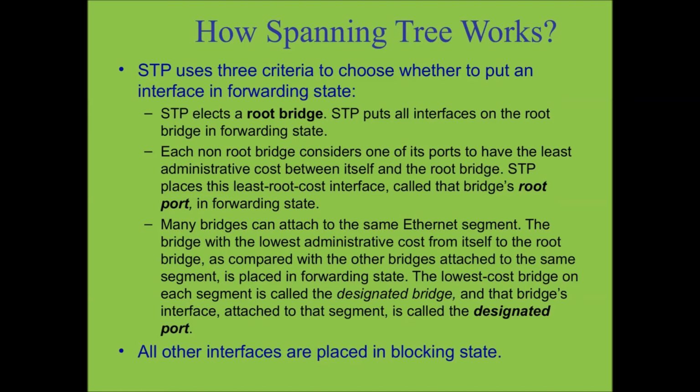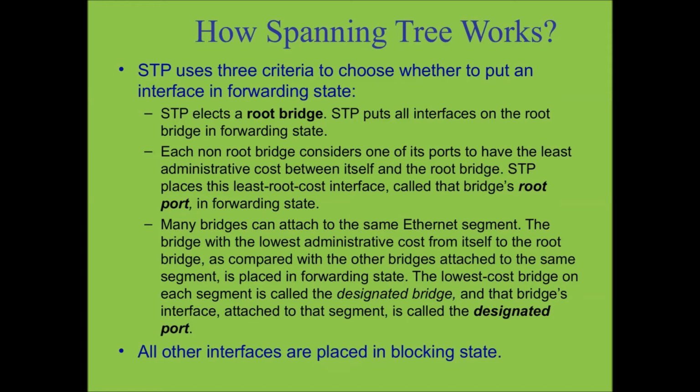So we have discussed that one bridge is the root bridge and the 4 other bridges are non-root bridges. From the non-root bridges, again one bridge is selected whose cost is lowest among the 4 non-root bridges, and all the ports of that selected non-root bridge are in forwarding state. The lowest cost bridge on each segment is called the designated bridge, and that bridge's interface or interfaces attached to that segment are called the designated port.